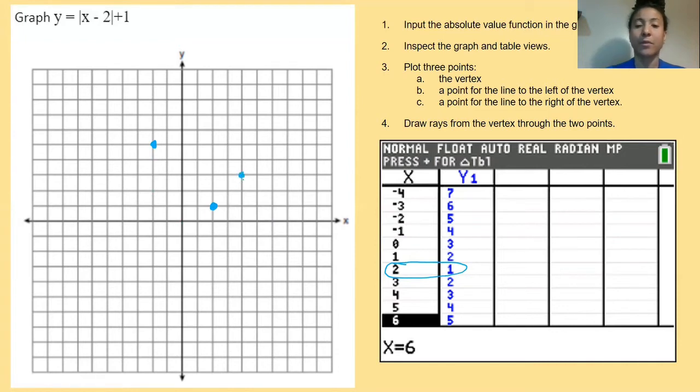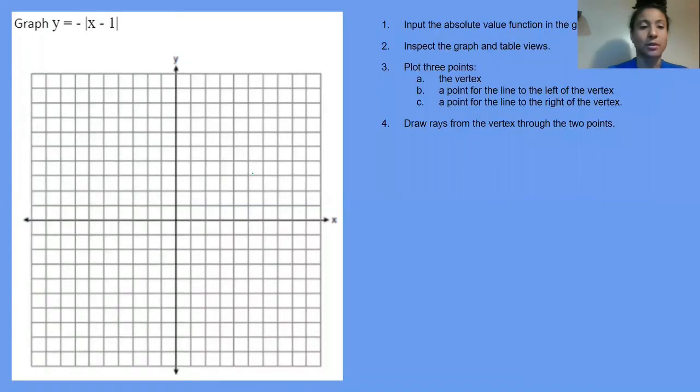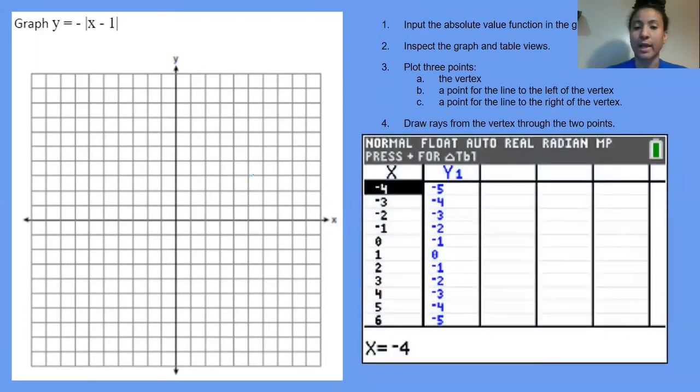Okay, now from there, we want to draw the rays from the vertex through those 2 points. So your first image should look like this. Our second question says y is equal to the negative absolute value of x minus 1. Same steps, we want to plug it into our y equal. And then here is our table.